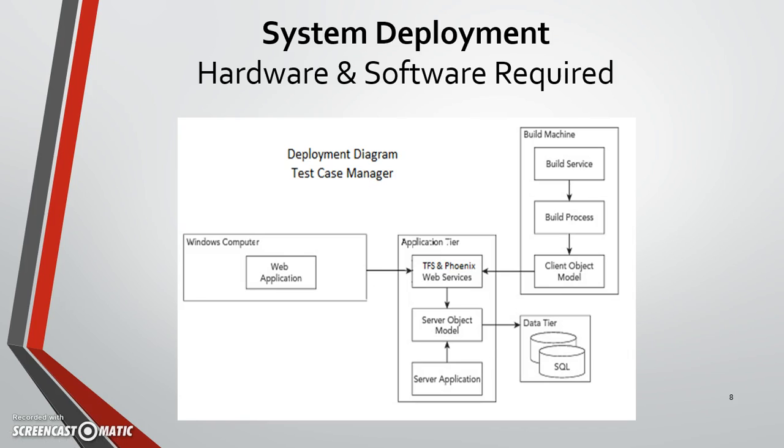Here we have a system deployment hardware and software required diagram. As I was explaining to you, we have here the database, which we use SQL, the application type. We have all the software, which is TFS and Phoenix, web services, server object model, server application. We have the build machine, the service process, client object model, and exchanging data, flowing from the web application.